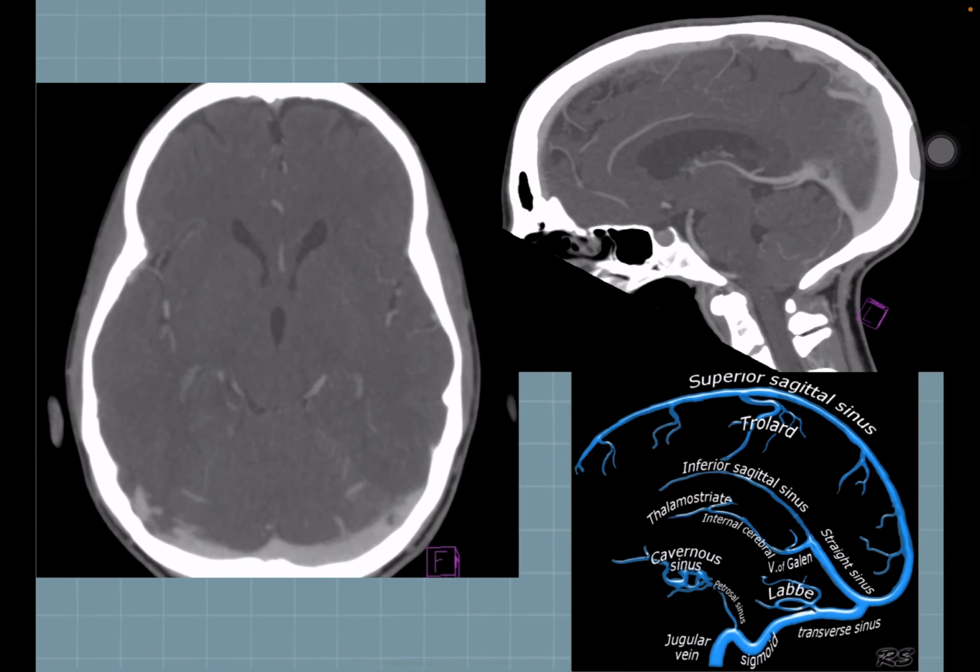Here is an example of a normal CT venogram. This one is an axial cut, which visualizes the transverse sinus. Here is the sagittal view, visualizing the superior sagittal sinus. Here is the inferior sagittal sinus and straight sinus.